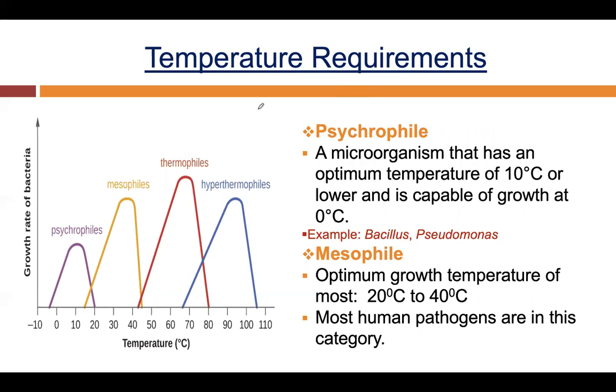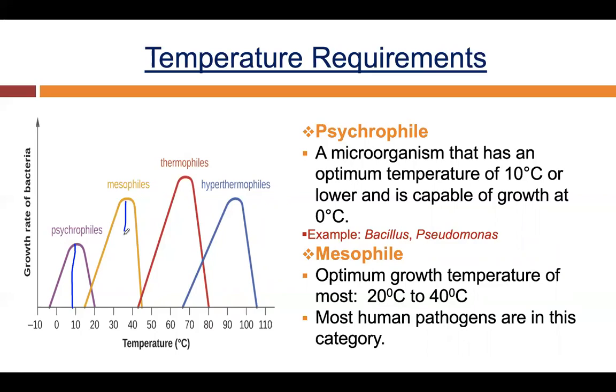Based on the temperature, we have psychrophiles, mesophiles, thermophiles, and hyperthermophiles. Psychrophiles, they can tolerate -5 to 20 degree temperature. And then you can understand what would be the optimum temperature.